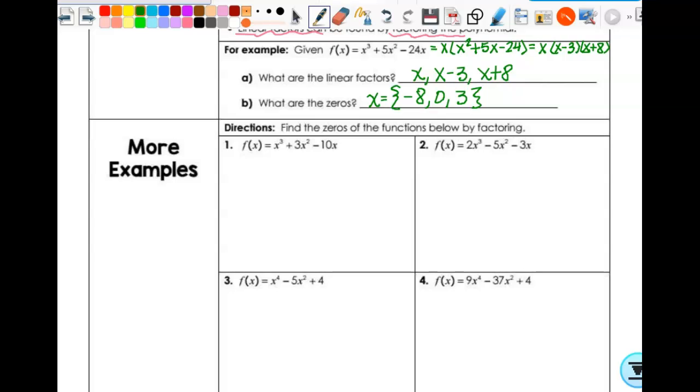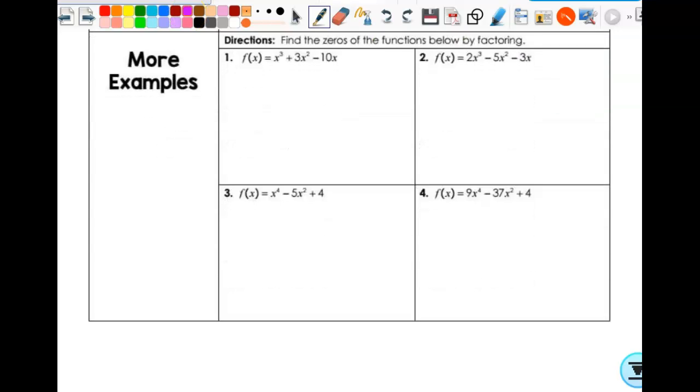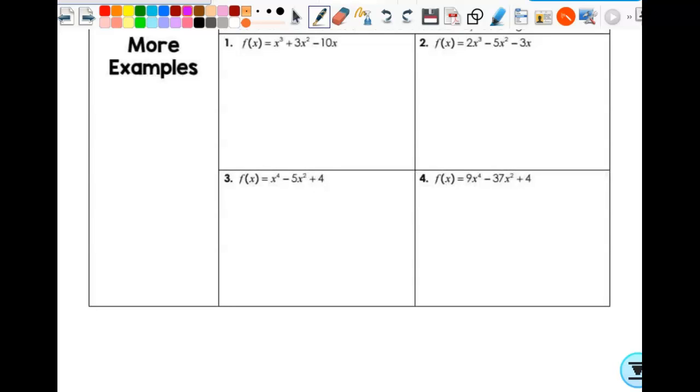We're going to skip number 1. We're going to jump to number 2. So I want to find all the zeros below by factoring. So that means I set this equal to 0 and I start factoring. I have a GCF of x. So we get x times 2x squared minus 5x minus 3. A is not 1, so I want to factor by grouping. So do 2 times -3, which gives me -6.